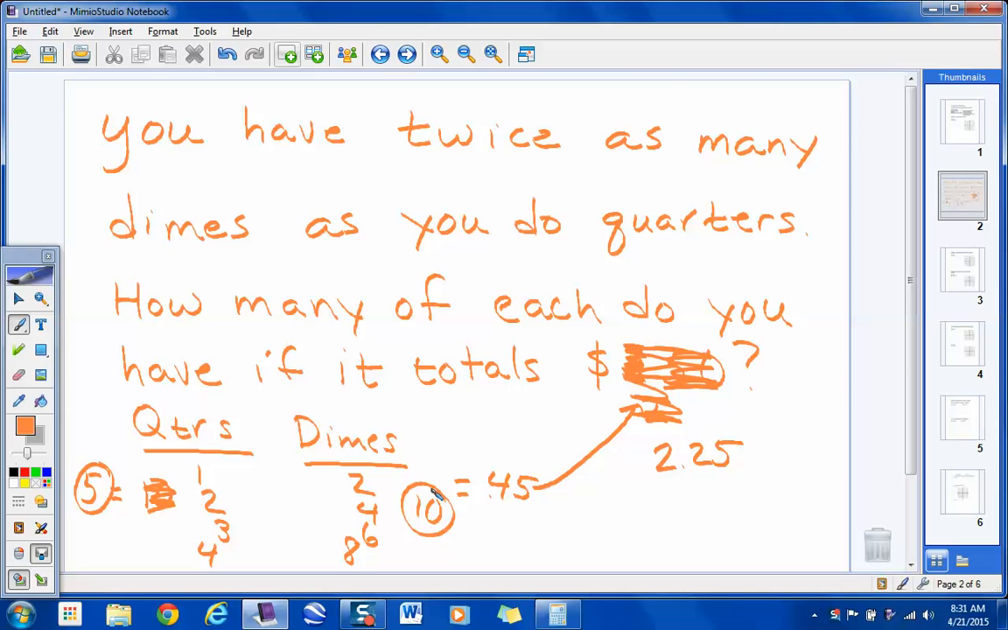Okay. Now there's a lot of guessing and checking going on there, right? How many solutions are there to a problem like this? We had to answer for the number of what first? Quarters. And we had to answer for the number of dimes. Okay. This is called a system of equations. Basically, here's one described situation that they give you right here. They say that you have twice as many dimes as you do quarters, right? You have twice as many dimes as you do quarters.